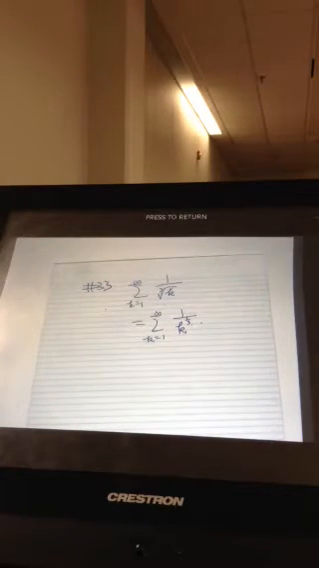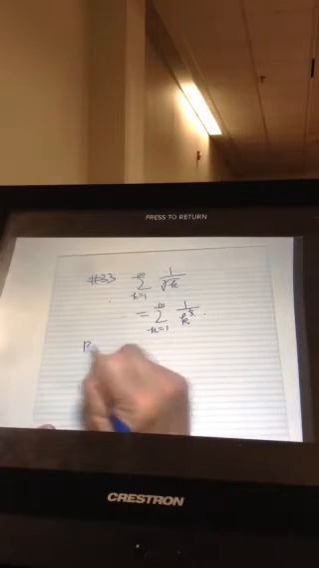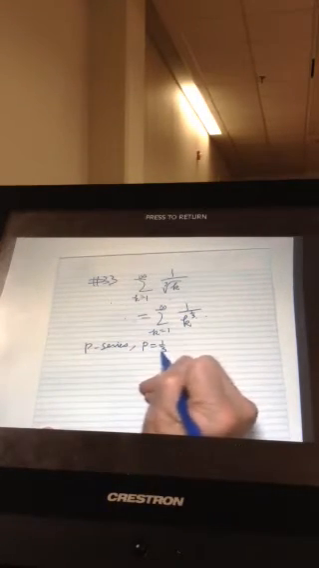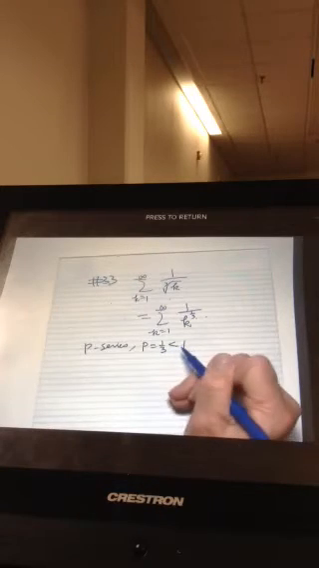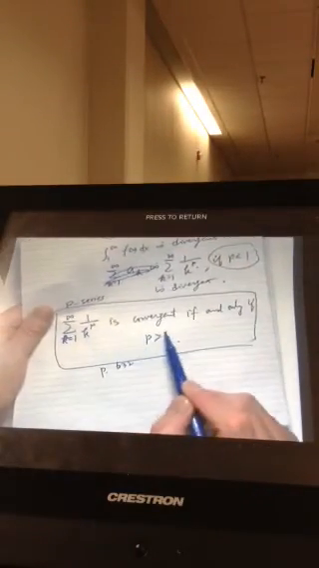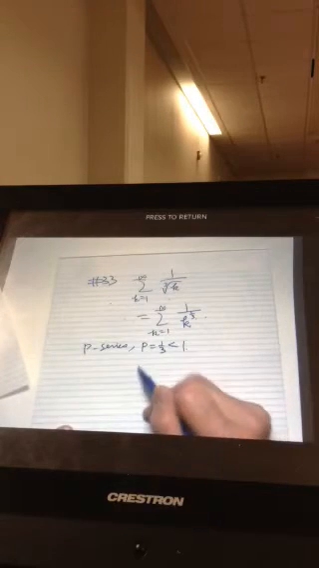So this is a P series where P is 1/3. And 1/3 is what? Less than 1, right? So 1 over k to the p is convergent if and only if p is bigger than 1. Less than 1, divergent.